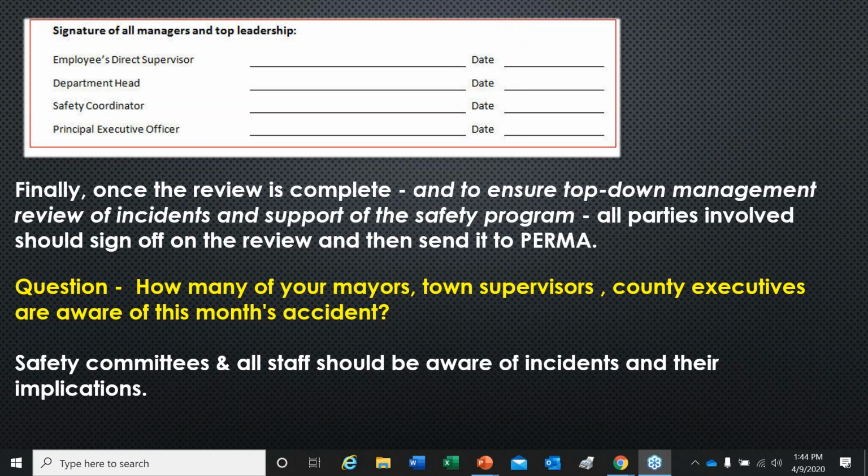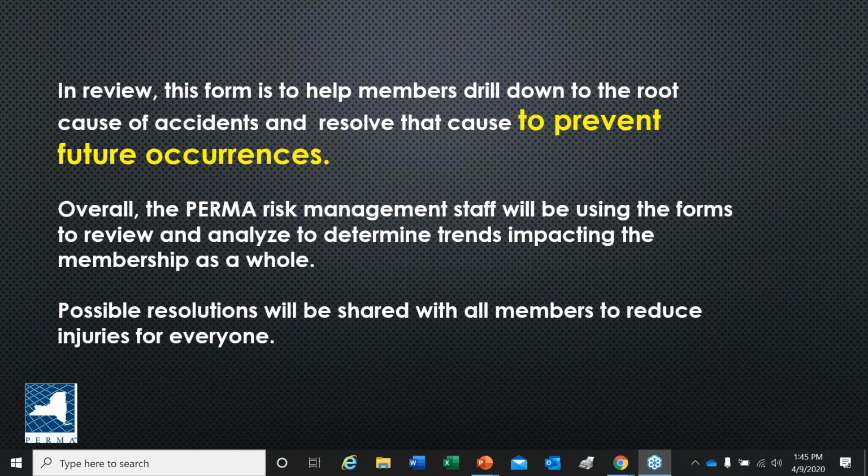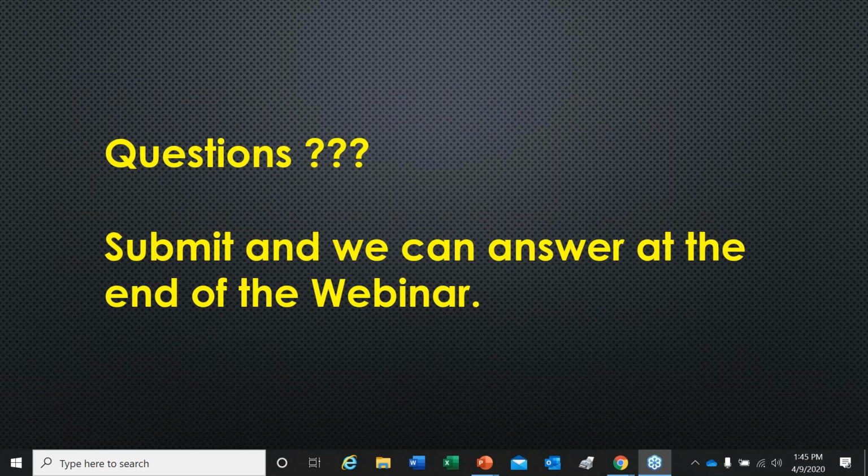Because you want to let everyone know, especially if it applies to them. If something was in a highway department, it probably applies to a parks or a sewer department. Maybe not so much with the town hall if it was operating in a manhole, but that's the kind of sharing that you want to make sure you have, and these forms help drive that. So in the review, you're drilling down and you want to prevent future occurrences. That's the key. And our risk management staff, we use these forms, like I said, to help compile data, and then the possible resolutions that we can get, we will share with all of our members.